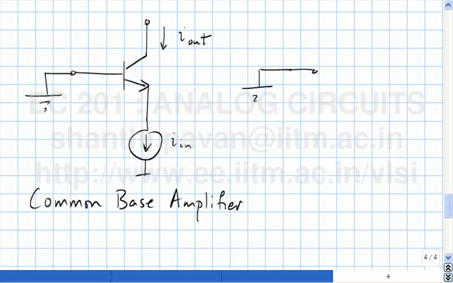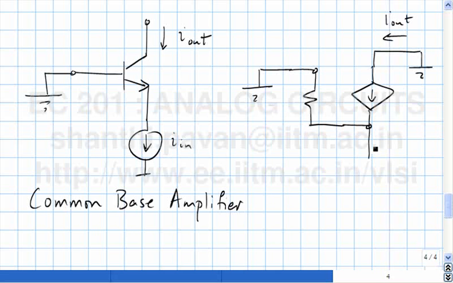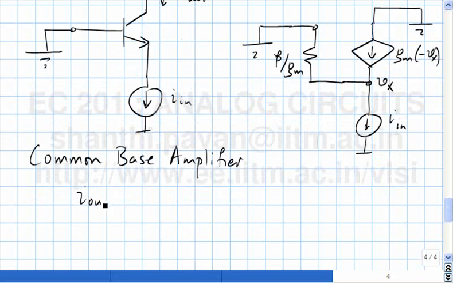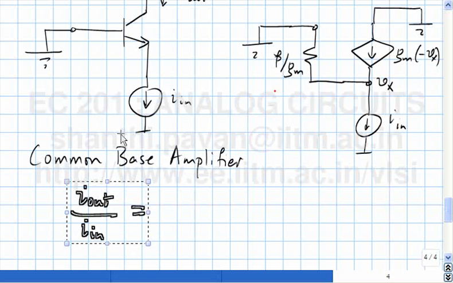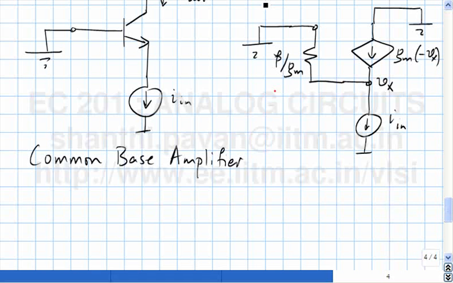Without having to guess, we just replace the transistor by its incremental equivalent circuit, which is the following. This is Iout, this is beta by Gm, this is Gm times minus Vx, and this must be In. What is the incremental Iout by In? There are many ways of doing it. I will write Kirchhoff's current law at that node.